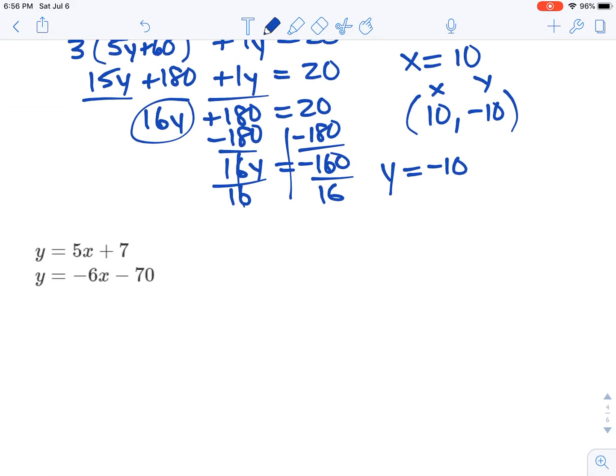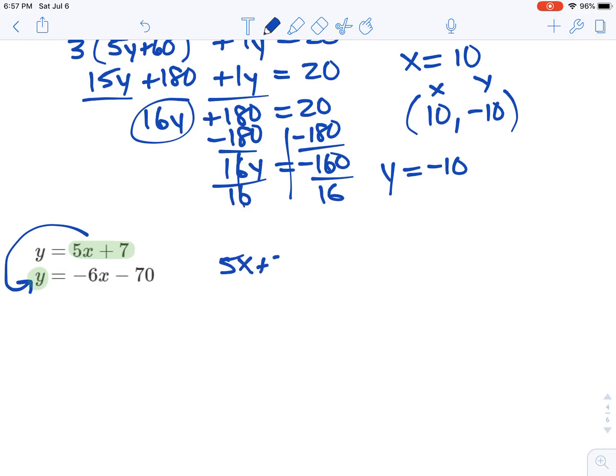Now, a different way to do this, if we've got it where both are equal to y, or equal to any letter in whatever case we've got, is we can actually take one and plug it in just like we did before, but it looks a little bit different. So say we've got 5x plus 7 equals y. We can take this and plug this in for y in the other equation. So that 5x plus 7 is going to go in for y right here. It's the same idea. We're just going to swap this in and substitute in order to solve for x.